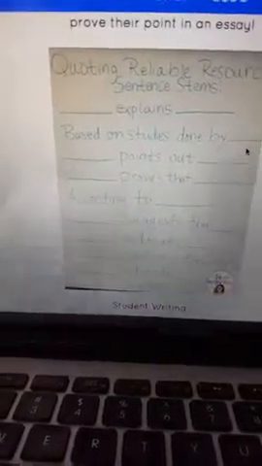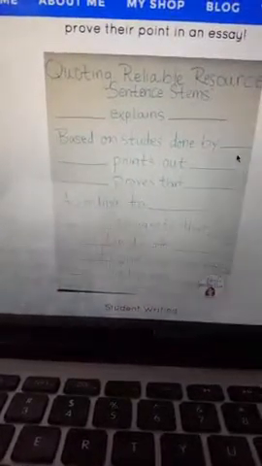Okay, sentence stems are another way to model with your kids. So this is actually a chart that I created for my students, like sentence stems for them to use when they're quoting resources in their information essays or in their argumentative essays. So blank explains blank. Based on studies done by blank, blank points out blank, blank proves that blank, according to blank, blank suggests. So if I model, I would use a couple of these myself, and then I would have the kids use the same ones that I modeled, but using their own examples.